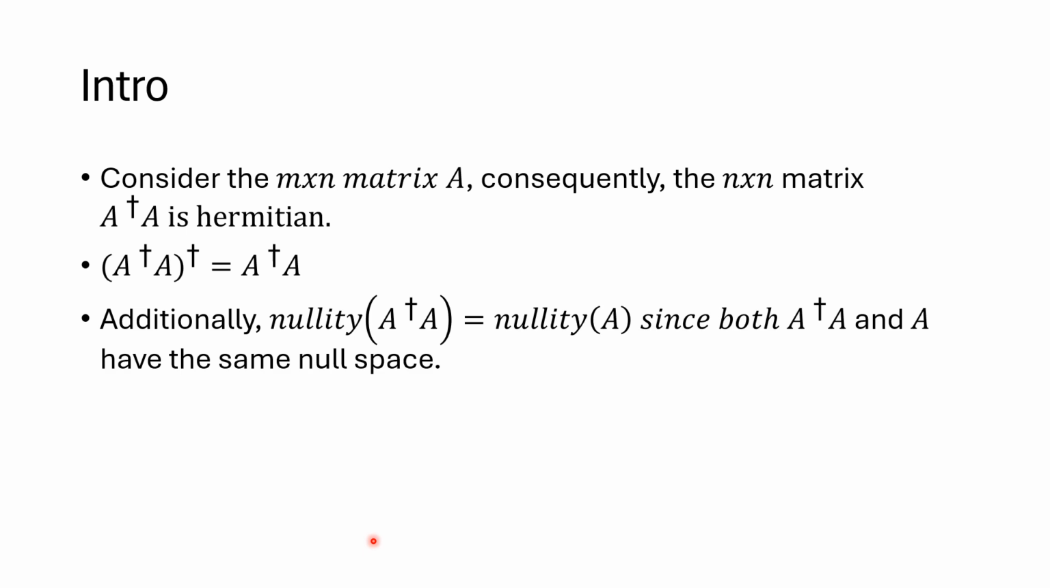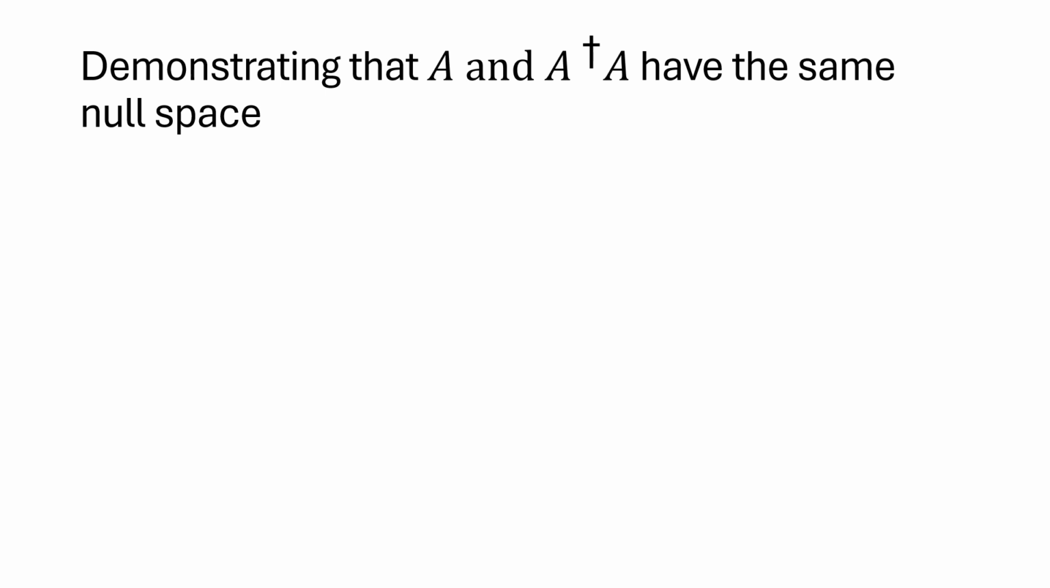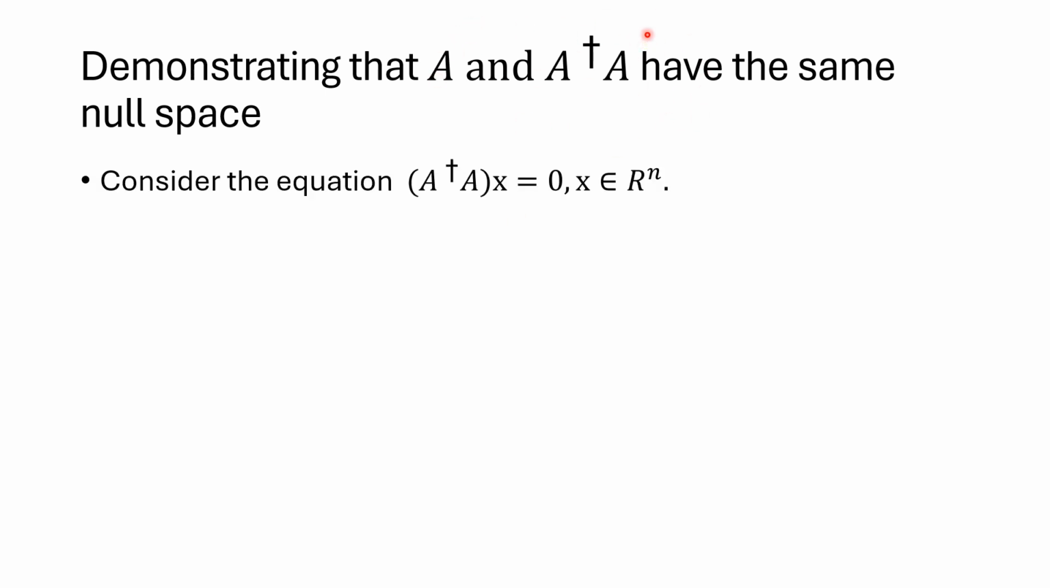And we also know that the nullity of A transpose A is equal to the nullity of A because both A transpose A and A have the same null space. And since both of the matrices have the same nullity, their rank should also be equal because of the rank-nullity theorem. Now, how do I know that both A and A transpose A have the same null space? Well, it's not that hard to see.